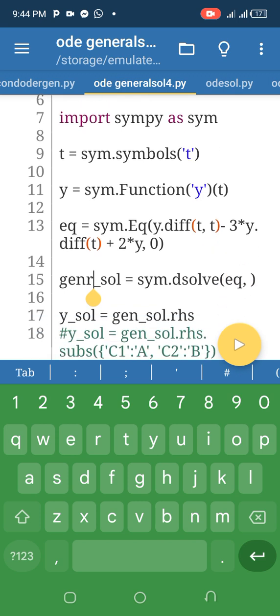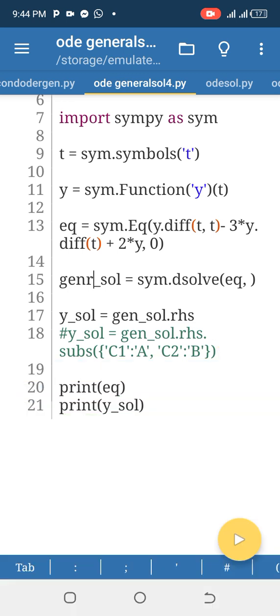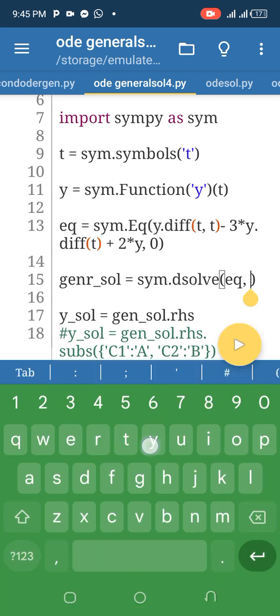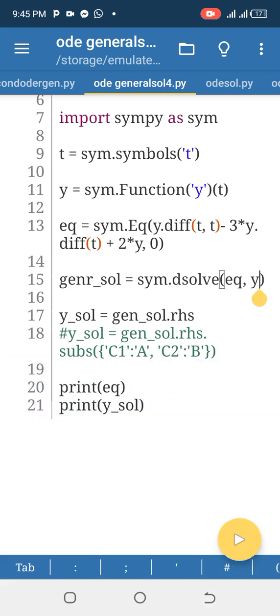is equal to sim.dsolve. We are using the function dsolve to solve this differential equation that we have just defined. So we are solving this differential equation, which is a function y being a function of t. This is how we use dsolve. This is when we don't have the initial conditions. At the end of the day, we are producing a general solution that has constants in it.